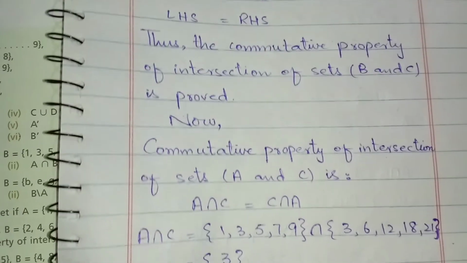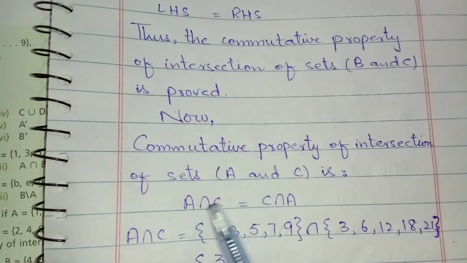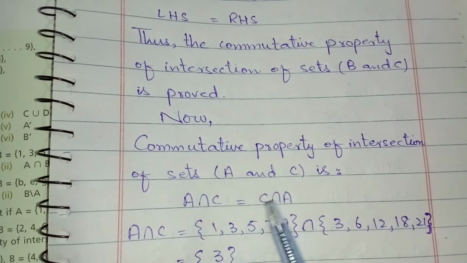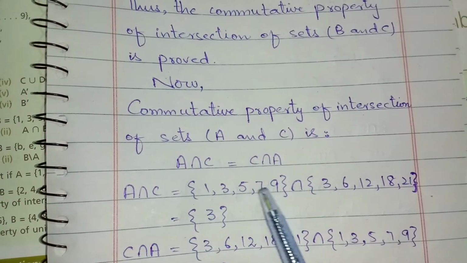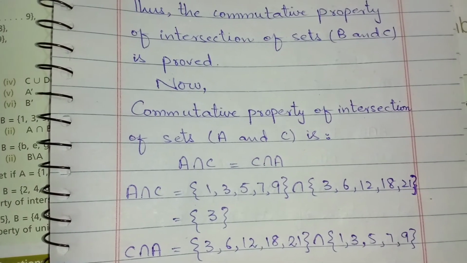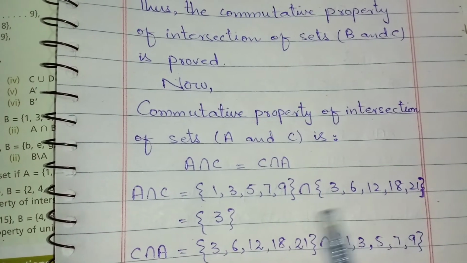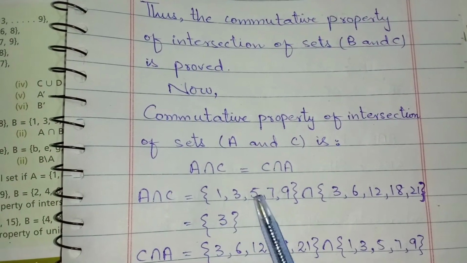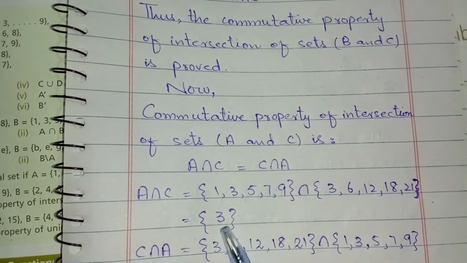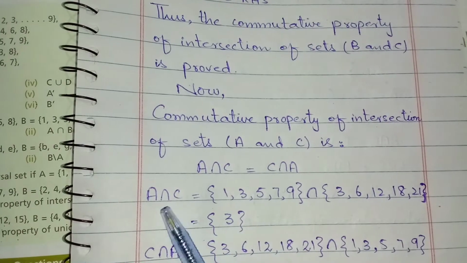Now we have to prove the commutative property of intersection of sets A and C, that is A intersection C is equal to C intersection A. The set A is 1, 3, 5, 7, 9, intersection the set C is 3, 6, 12, 18 and 21. 1 is not common, 3 is common, so 3 can be written here. 5, 7, 9 are not in the set C, so 3 is the common element of A and C.